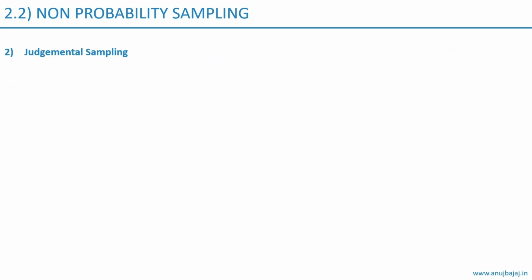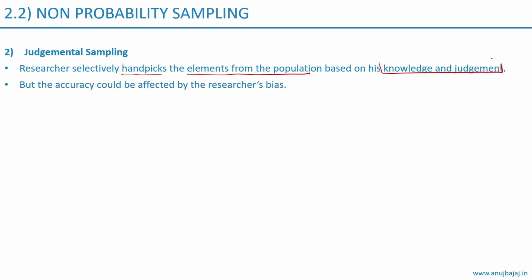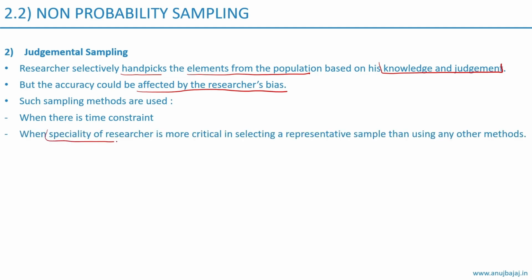The second type of non-probability sampling method is the judgmental sampling method. Under judgmental sampling, the researcher selectively handpicks the elements from the population based on his knowledge and his judgment. But the accuracy of the sample could be affected by the researcher's bias. Judgmental sampling is used when there are time constraints, as well as when the speciality of the researcher is more important in selecting a sample. Then judgmental sampling is preferred over other methods.